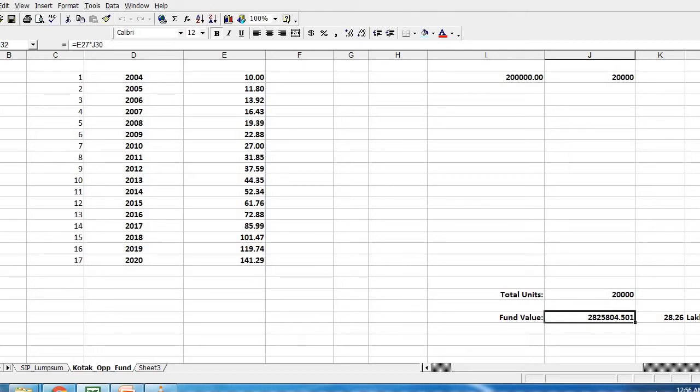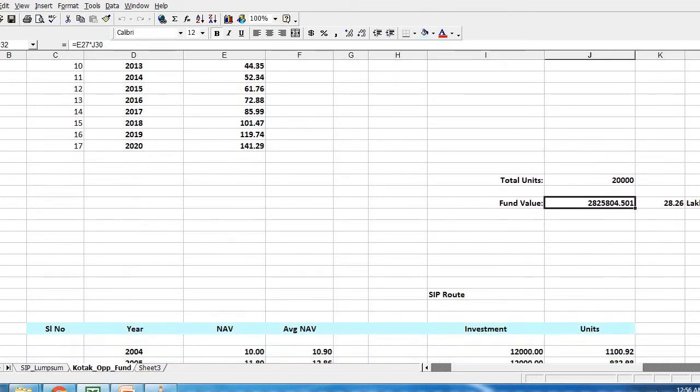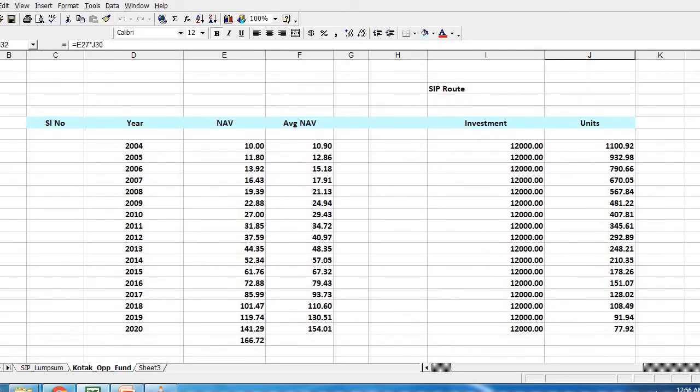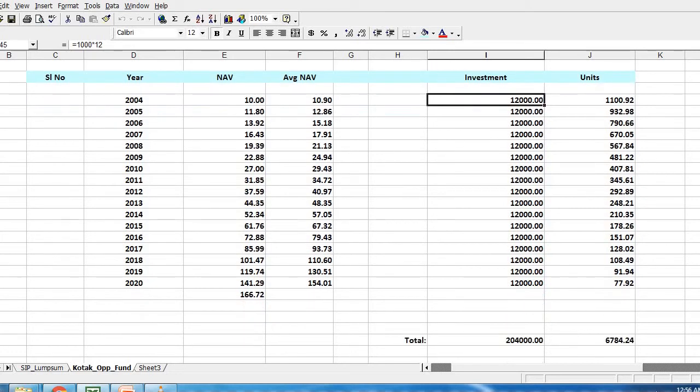Let us take the scenario where an investor is investing by the SIP route. Consider the same fund that grew from around 10 rupees to 141 rupees over a period of 20 years. Suppose he is investing by the SIP route, he will be investing around 1000 rupees per month. That comes to 12,000 rupees per year. So the total investment will be around 2,50,000 over a period of 20 years.